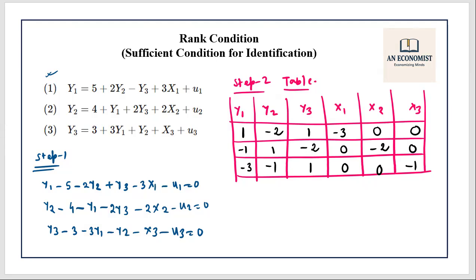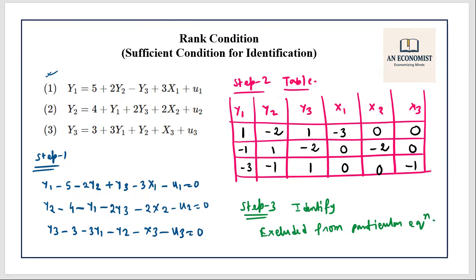Now, the third step. Now we have to go into step 3. Step 3 is the most crucial step. From the table that you have seen in step 2, you have to identify the variables which are excluded from a particular equation but present in the model. And how do you do that?